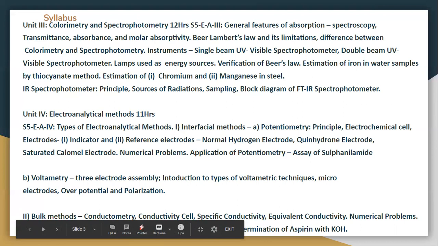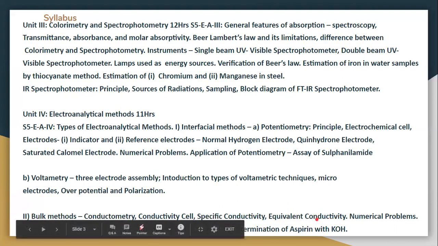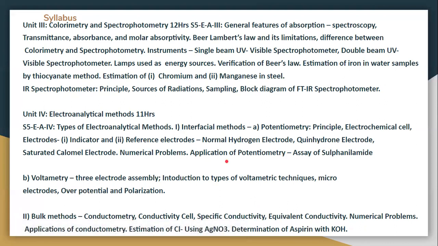In the bulk method we discuss conductometry and conductivity cells, equivalent conductance, molar conductance, applications of conductance, and the determination of aspirin with KOH. So this is about the basics, that means the syllabus of what we are going to learn in this sixth paper, instrumental methods of analysis.